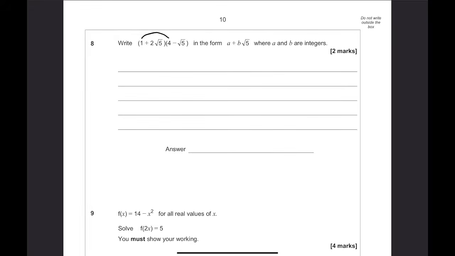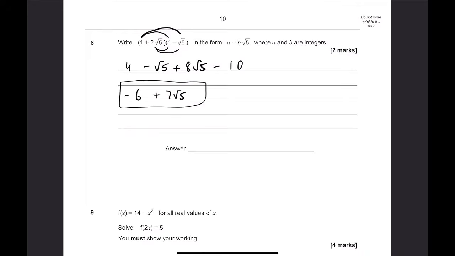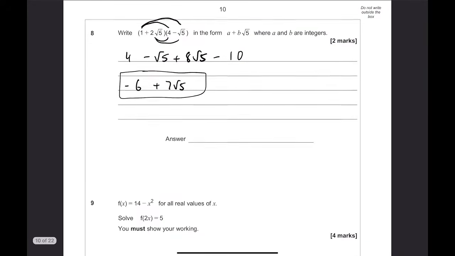So this one doesn't look too bad, just kind of like higher GCSE level. We just need to expand some double brackets with surds. So 1 multiplied by 4 is 4, minus root 5, plus 8 root 5, minus 10. So if we collect all the like terms, we're going to have minus 6 and plus 7 root 5. And they are both integers, the a and the b, so that works.